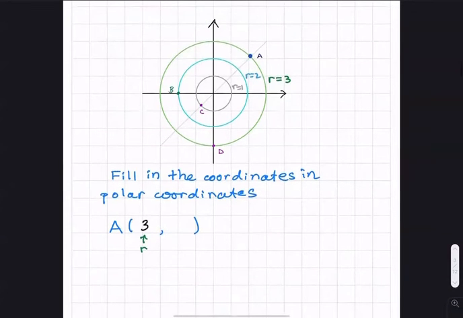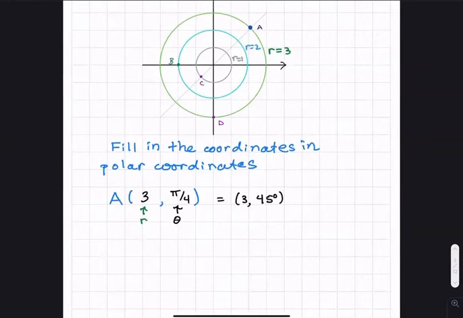okay, that's 3. And then the next coordinate is theta, and theta is the angle that we make with the positive x-axis, which we actually call the polar axis. Where A is, can you tell me what that angle is? Let's do it in radians, or could throw it out in degrees. What angle do you think that is? Anybody want to speak up? Pi over 4. There you go, pi over 4, which in degrees is 45 degrees. So, all right, awesome.